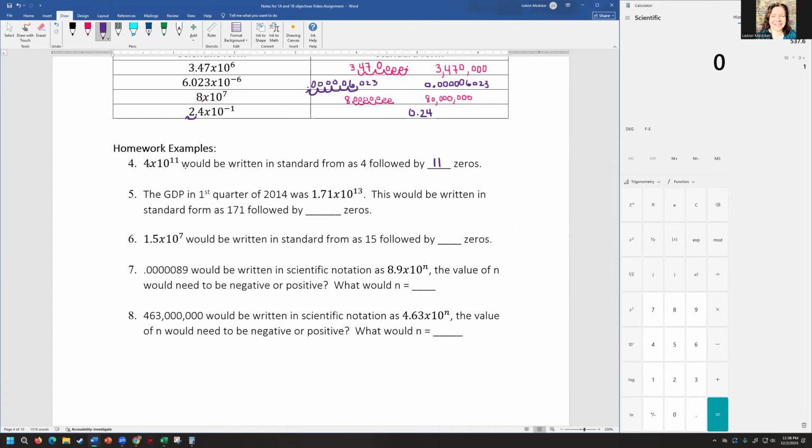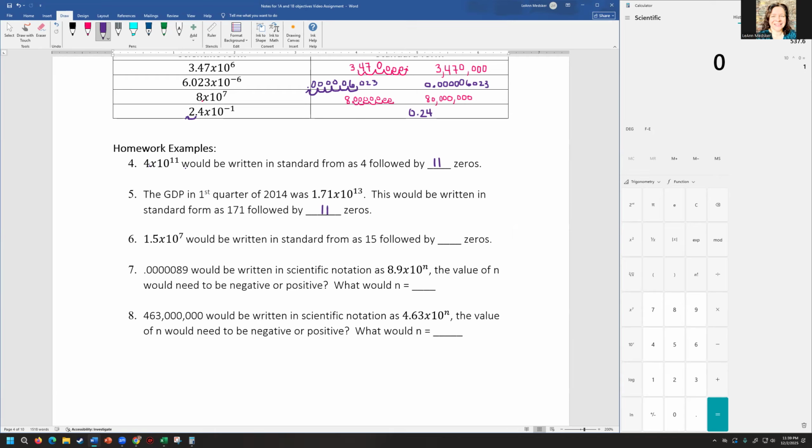The GDP in the first quarter of 2014 was 1.71 times 10 to the 13. This would be written in standard form as you would have a 171 followed by how many zeros? Well, two of my moves to get this, because this is a positive exponent again, two of the 13 moves are to get past the 7 and the 1. So we would only have 11 more moves to get all the way to standard form. So it would, again, be 11 zeros after these 3 digits, okay?